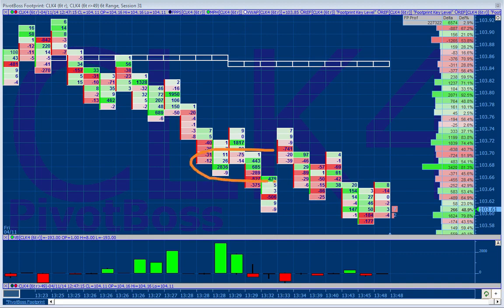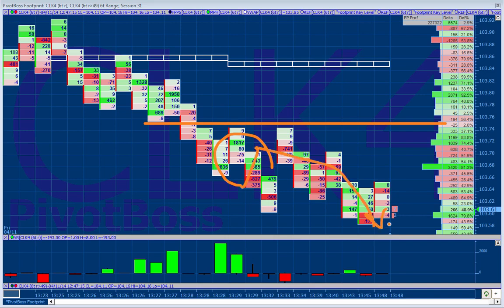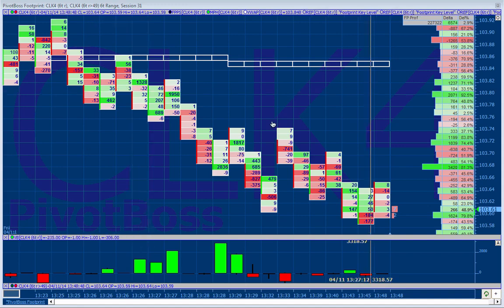Look at all of these buyers that come in. 479, 685, 400, 1,800, 2,800. Tell me how far price moved higher after those buyers came in. Price did not move higher after those buyers came in. So these buyers become these sellers. So let's watch it progress.